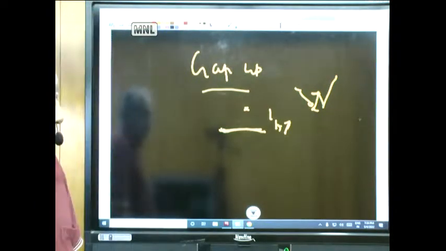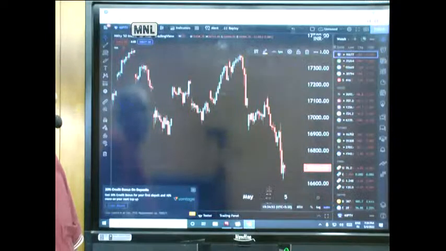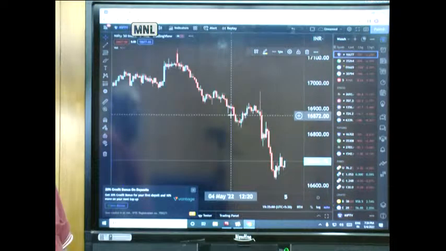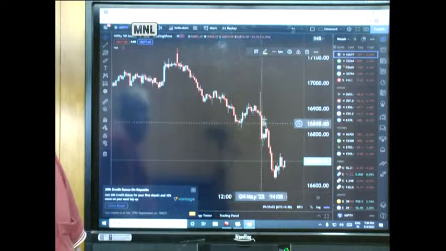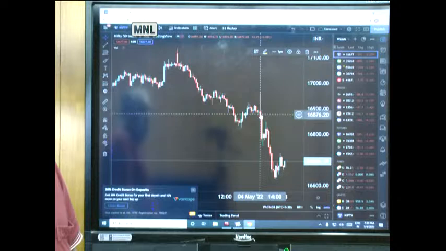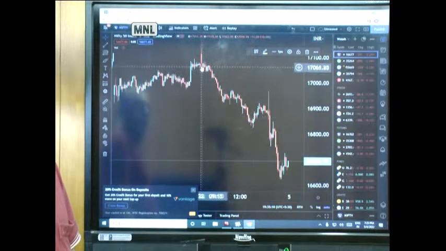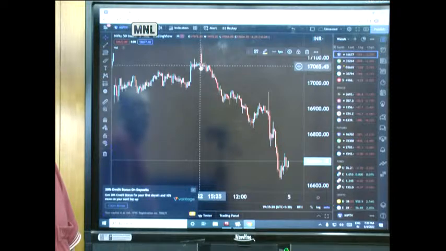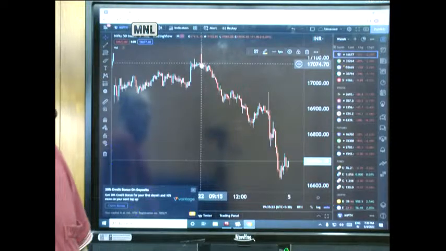Let us say, if you see in the 5 minutes chart, that will be a little more clear. This is yesterday's close. Today's open is this. So open is 17,111, and yesterday's close was 17,064. So 17,111 went up to 132, then started to come down.